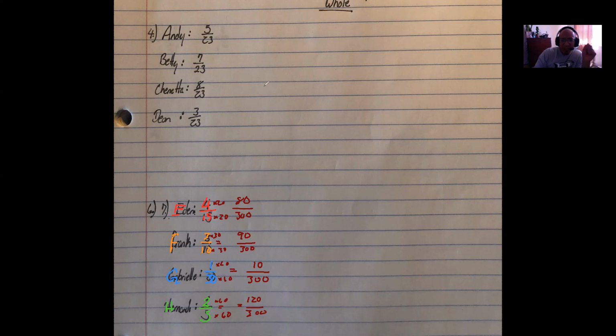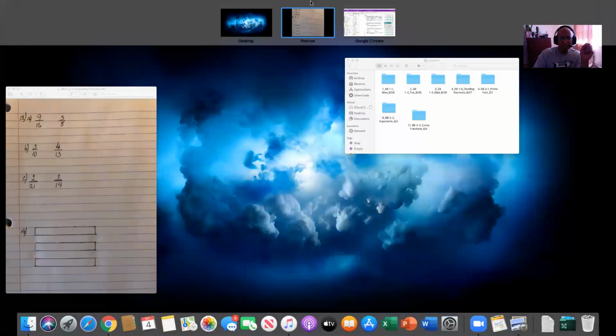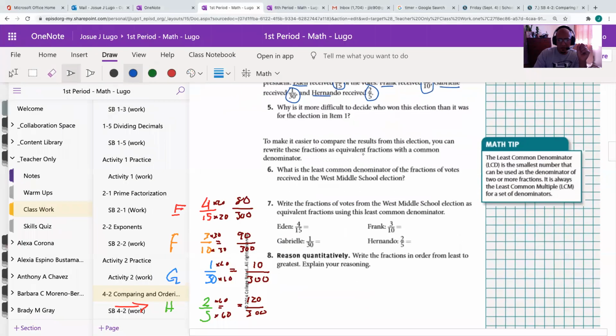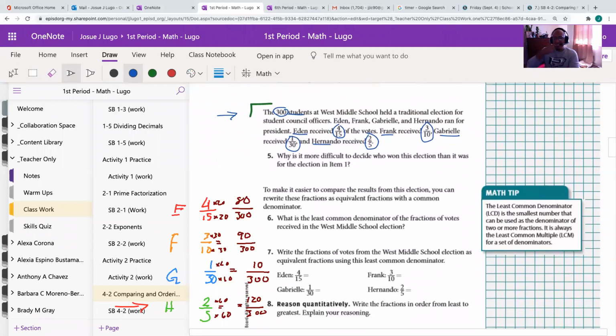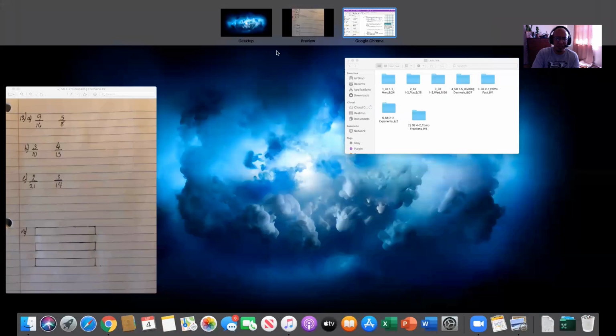So just by looking at this, we can see that obviously Hernando, what seemed like one of the smaller fractions, actually received the most votes. However, if we look at the problem, we're going to see that that's actually not what the question is asking. So number 6 is asking, what is the least common denominator, the fraction of votes received in West Middle School election? Least common denominator. What does least common denominator actually mean?